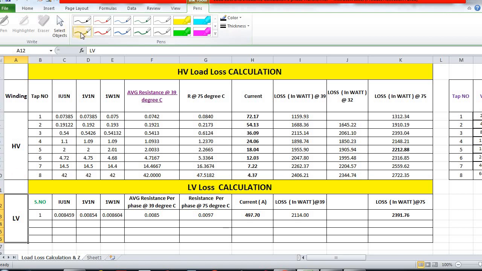Look here, this is the resistance of the winding of R phase, Y phase and B phase. This resistance is taken from phase to neutral, and this LV resistance is also taken from phase to neutral. First of all we calculate the load loss of the HV winding.